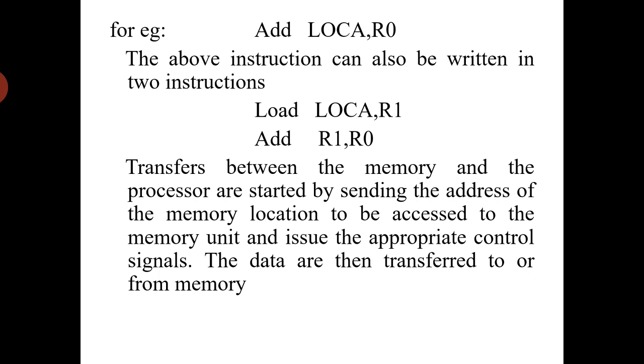Okay, here mainly the data transfers between the memory and the processor are started by sending the address of the memory location to be accessed to the memory unit, and issuing the appropriate control signals. The data are then transferred to or from the memory. Depending upon the address of the memory locations, the data is transferred between the memory and the processor.